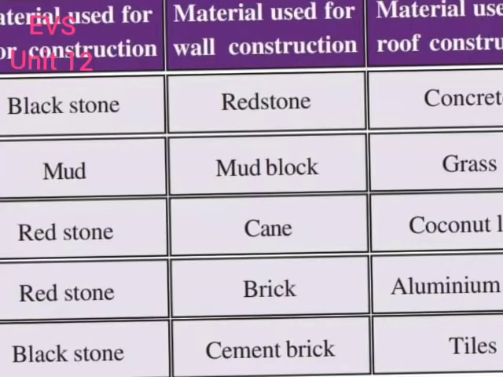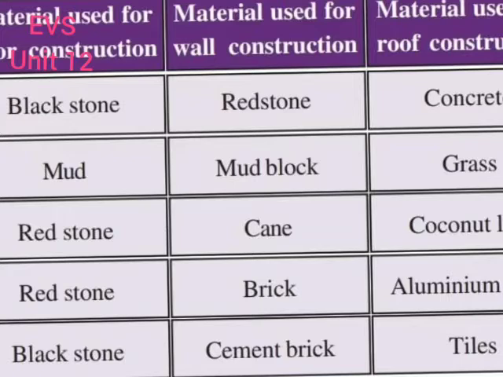When they went to Leela's house, the floor was made up of black stone, the wall was made up of red stone and the roof was made up of concrete. When they went to Sina's house, the floor was made up of mud, the wall was made up of mud block and the roof was made up of grass. And when they went to Shaija's house, the floor was made up of red stone, the wall of cane and the roof was made up of coconut leaf.